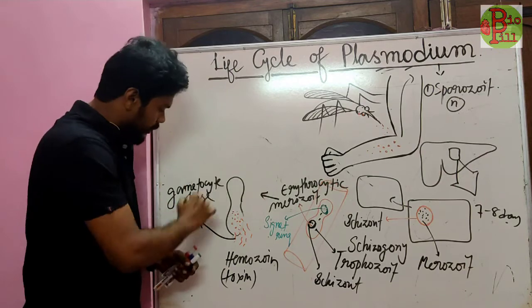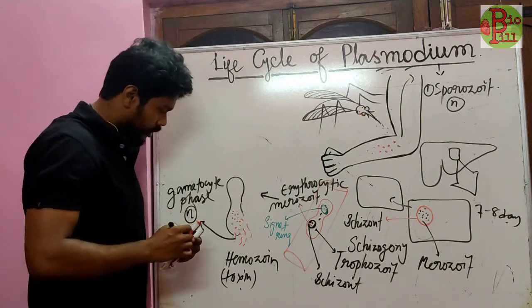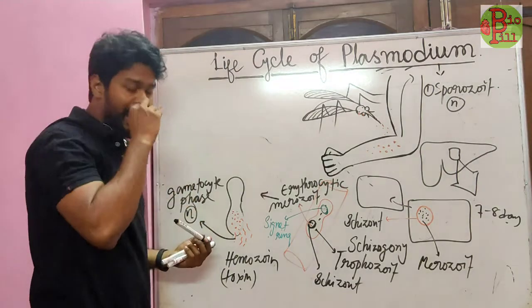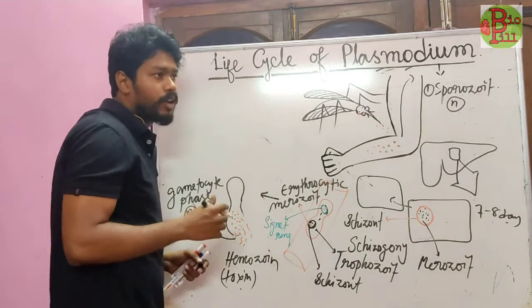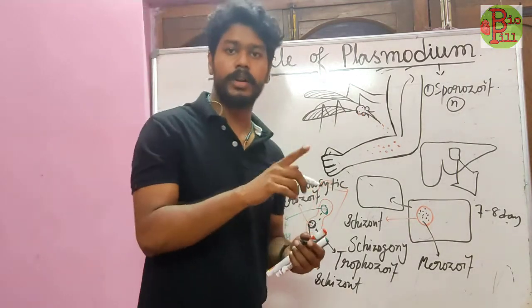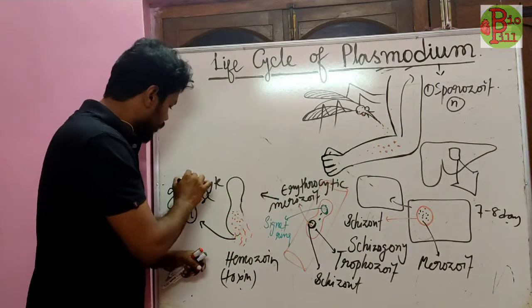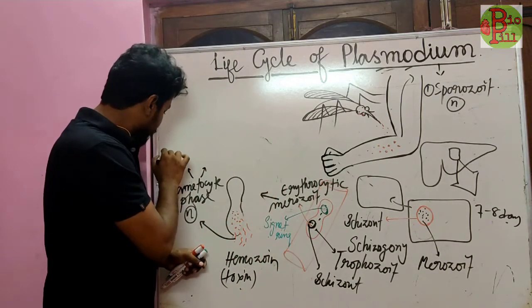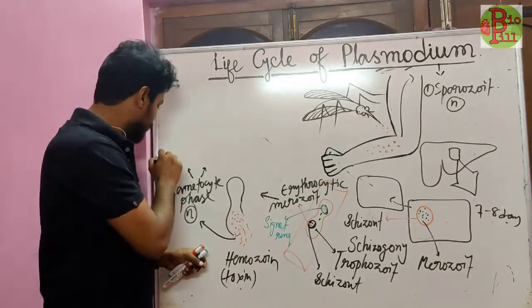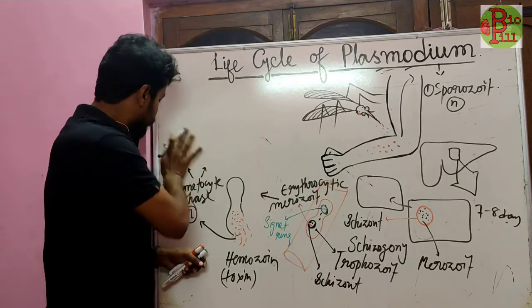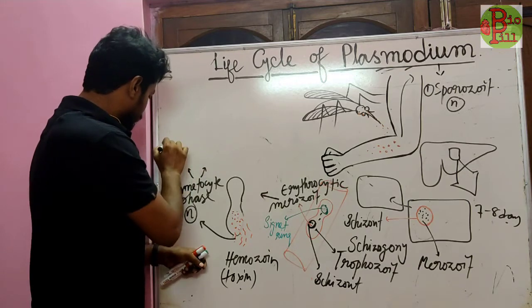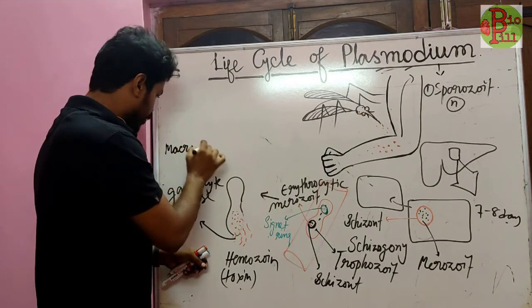And this gametocyte is also a haploid phase. Two kinds of gametocyte can be seen. One is macrogametocyte, another is microgametocyte. Macro means the larger one, which will produce the female gamete. Two kinds of gametocyte actually, not gamete. Macro and micro.